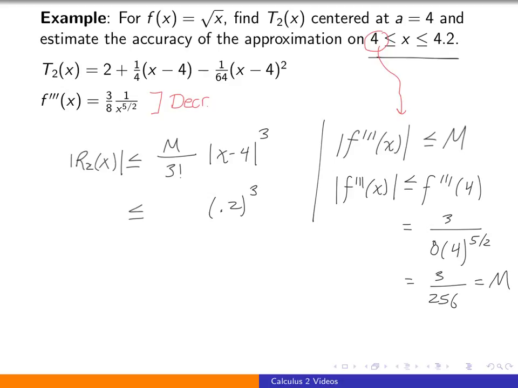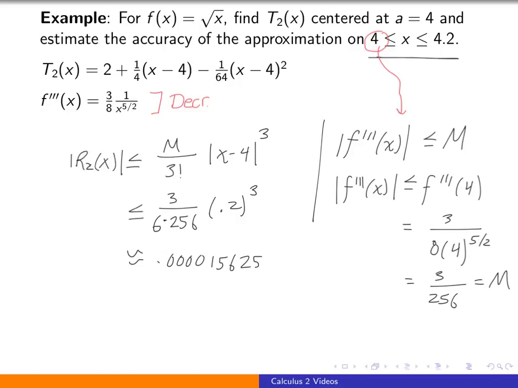So this becomes 3 over 3 factorial, which is 6, multiplied by 256, times 0.2 cubed, which if you plug into a calculator is approximately equal to 0.00015625. And seeing this initial 0.0001, this is a pretty good approximation on the interval.